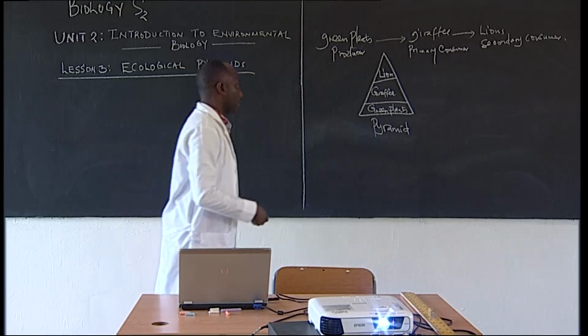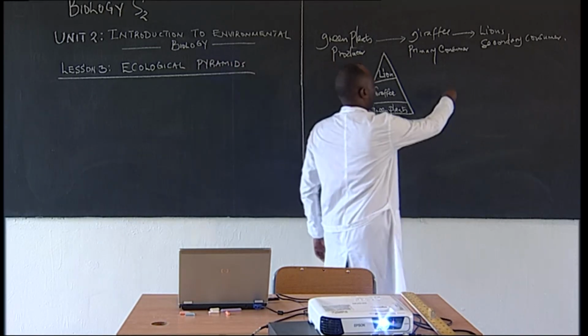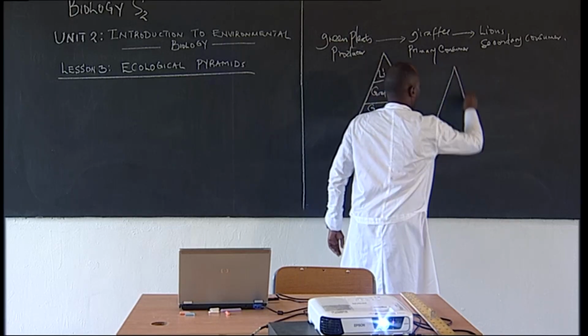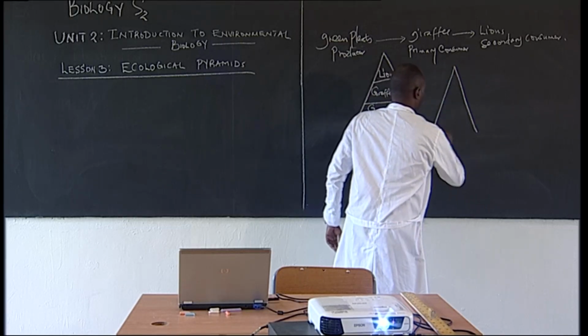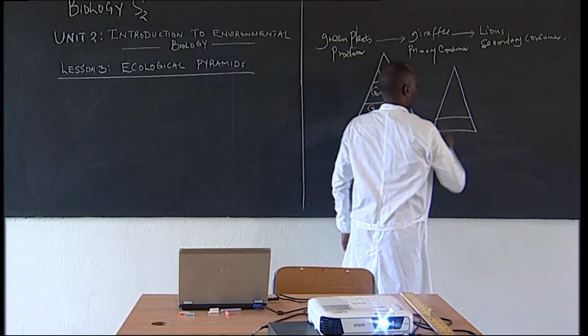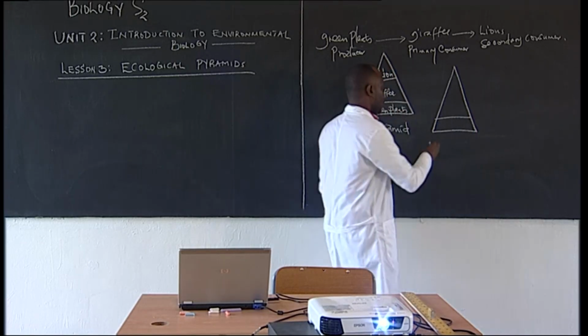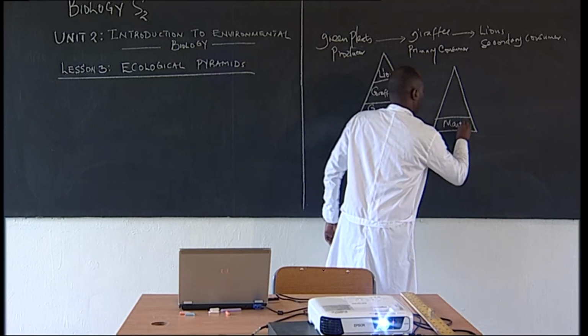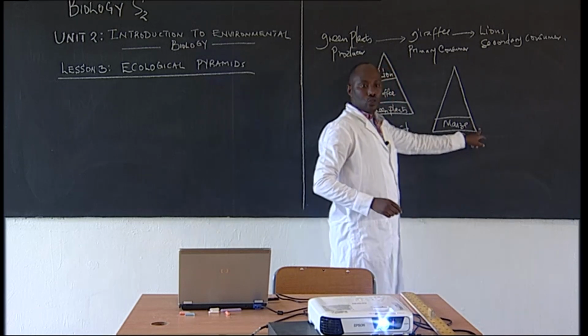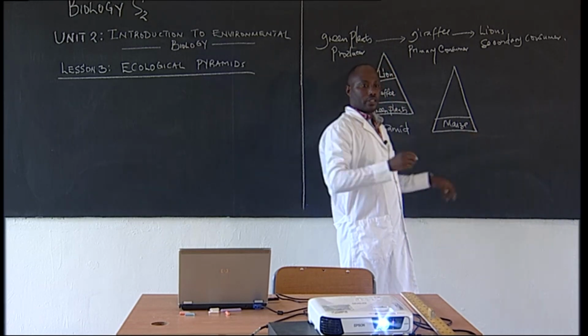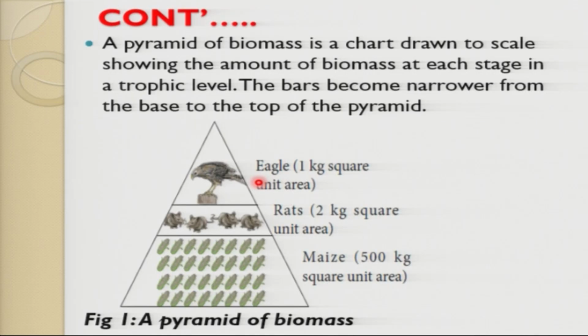If you are trying to draw it very well, we can draw it in that way. Let me try to draw it so that you can understand what I'm talking about. See, I'm going to use the names. The first one is maize, okay? The maize has almost 500 kg in terms of the mass. This is 500 kg per square unit area, okay? The second one is the rats.